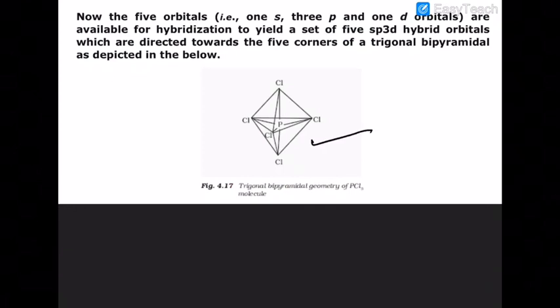Look at that once more. Okay, so these are what? 1, 2, 3 equatorial positions, and these are what? These are axial positions. Are you getting that in your mind? Sure, very much sure. Now it should be taken into consideration that in case of PCl5, all bond lengths and bond angles are different from each other.